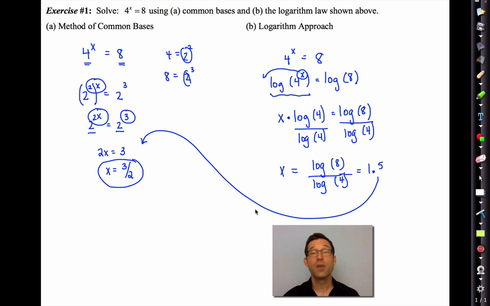All right. So it's really pretty impressive, without using common bases or anything like that. That third logarithm law allows me to solve this exponential equation very, very fast. All right, pause the video now and write down anything you need to. Letter B is very important, so think hard about what we did there.